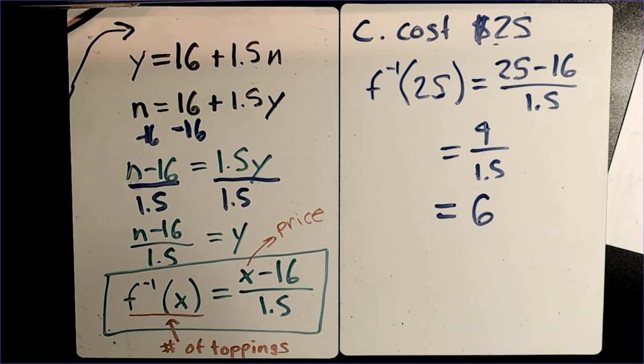So really the inverse function is just kind of turning the equation around so that you get kind of backwards of what you did before. So that's number 93 on the homework.